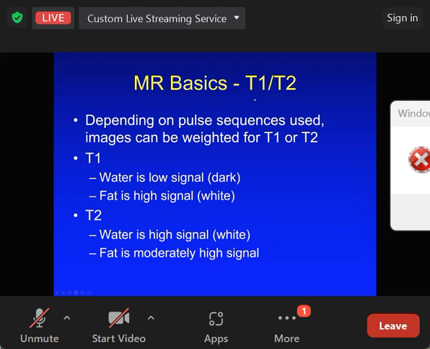The bread and butter sequences are ones which are weighted for T1 and T2. Just a little bit of background, whereas CT images are generated by how the body absorbs X-rays, with MRI we are using something called magnetic resonance, a phenomenon whereby when substances are placed in a strong static magnetic field, certain protons or certain atoms will undergo what's called precession. They rotate at a certain speed or frequency, depending on the strength of the magnet.